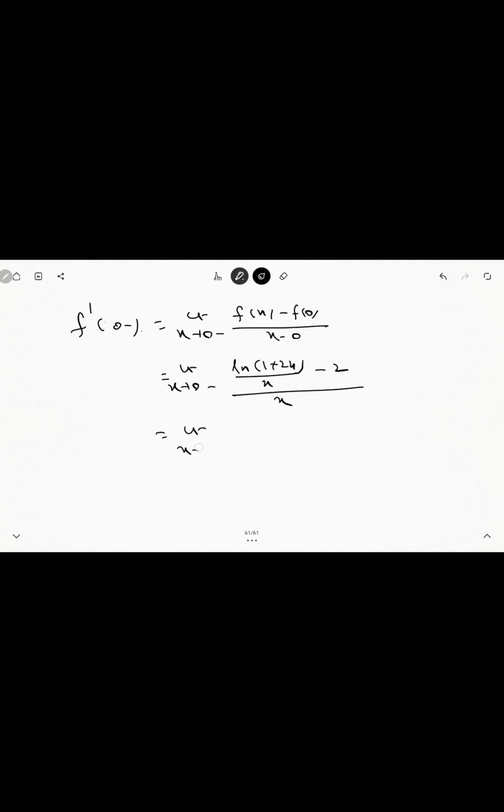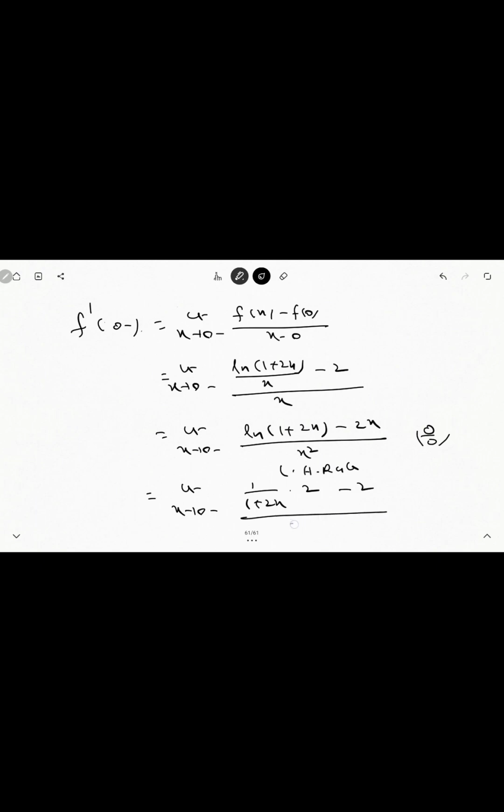So limit x tends to 0 minus, if you take LCM, ln of 1 plus 2x minus 2x by x square. Apply the limit here, I am getting ln 1, 0 by 0. So apply L'Hospital rule, or expansions also you can use. So 1 by 1 plus 2x into 2, chain rule, minus 2 by 2x. Again I am getting 0 by 0. Again apply L'Hospital rule.